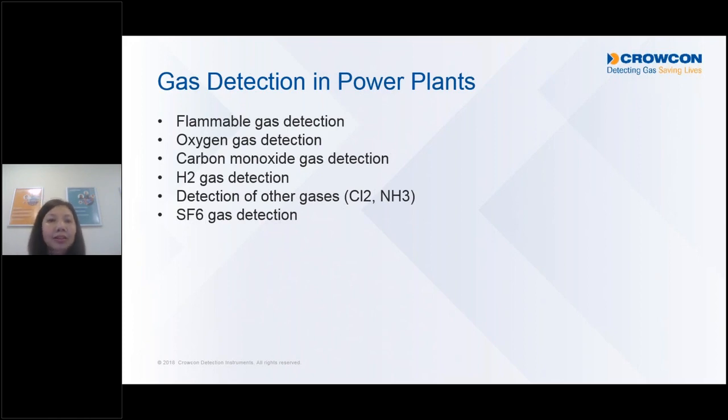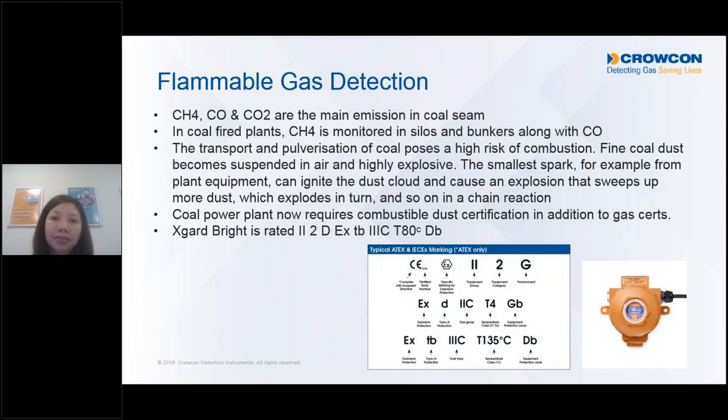So in flammable gases, we know that fossil fuels are flammable. That's how it burns, and that's what we need it to do. So the first one we're going to talk about is coal. In a coal seam, you have methane, CO, and CO2 being constantly released. It's just how it is. It is formed together with the coal, and then it will slowly seep out.